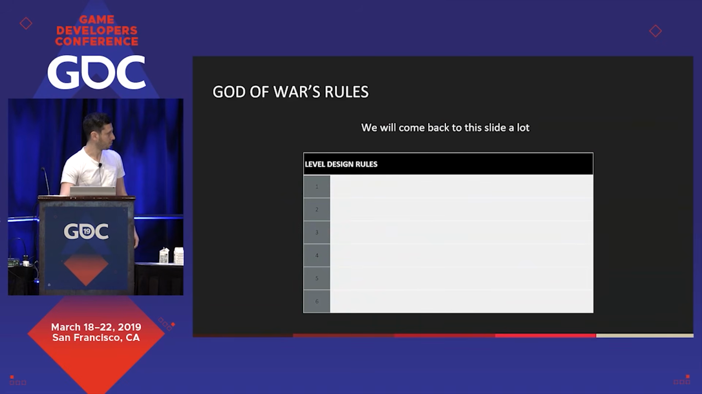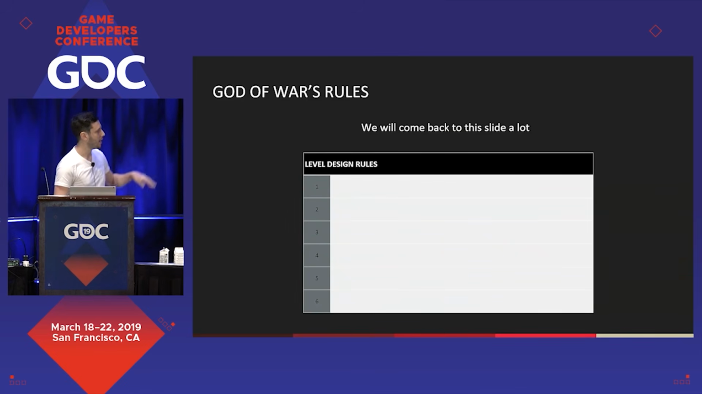As we step through the stonemason level, I'll keep coming back here a lot. This is what I call the level design rule slide. We'll come back here a few times. And basically what we're going to do is go over 6 major rules from God of War's levels. There'll be a little bit of time for questions at the end. If we run out of time, I can meet you at room 305 or 308 and we can keep discussing.